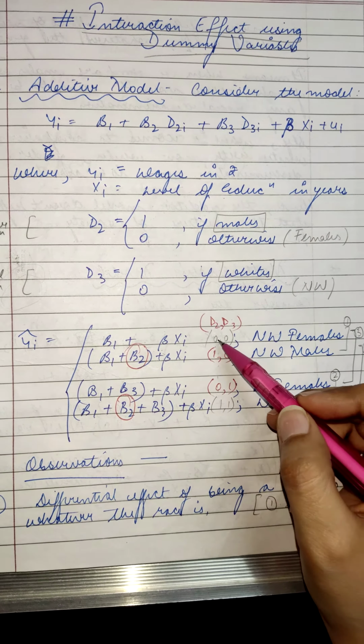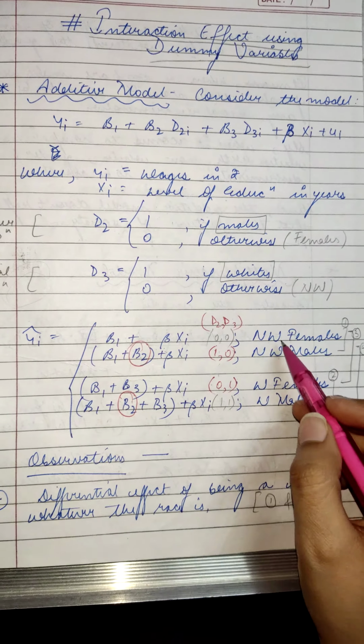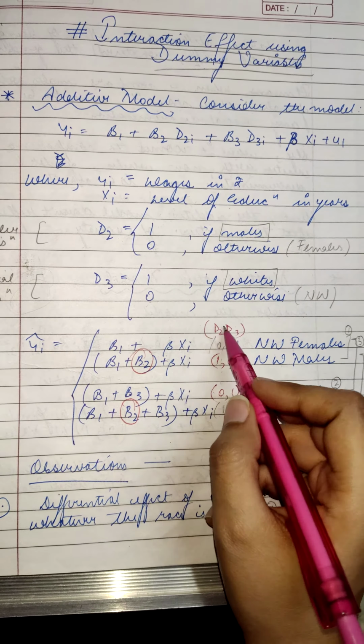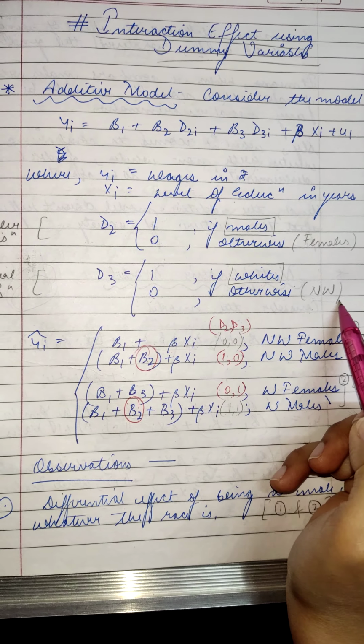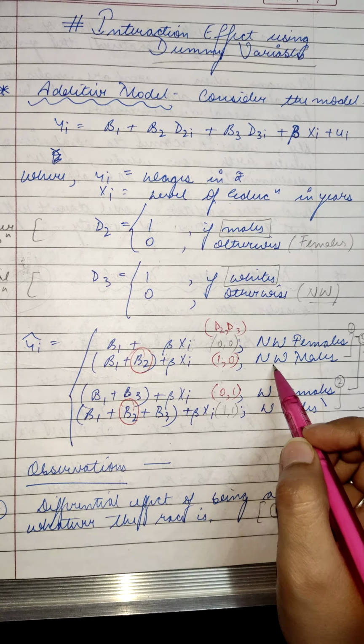For example, if d2 and d3 are both 0, I'm talking about females who are non-white. So it's non-white females, and putting d2 and d3 as 0, I'll have beta 1 plus beta xi. So that's my regression equation: yi hat equals beta 1 plus beta xi when d2 and d3 are both 0. Next, let's talk about d2 equals 1 and d3 equals 0. d2 being 1 means I'm talking about males and d3 being 0 means non-white males. So the next category pertains to non-white males.